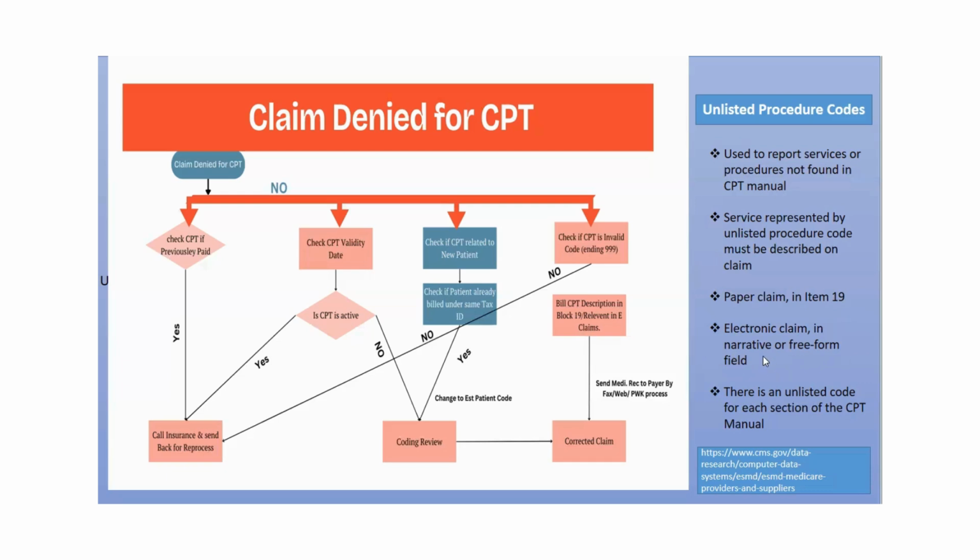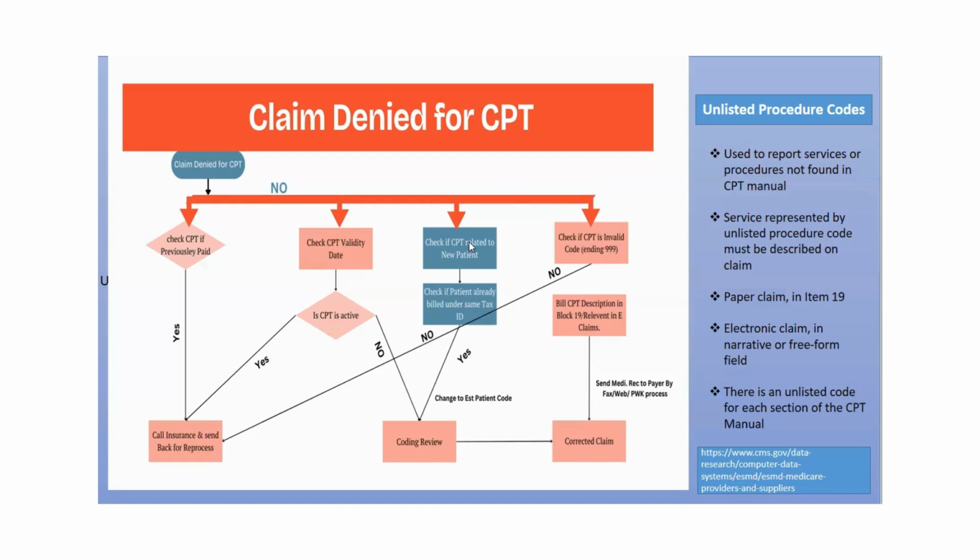There you are going to enter the description of the code. And most of the code, when you're dealing with unlisted code, the claim will not get paid and you have to send the medical record. That's a general rule. So in total, when the claim is getting denied for a CPT, we will check whether the CPT is valid or not. If it is not valid, we are going to send it to coding and coding will send the corrected claim.